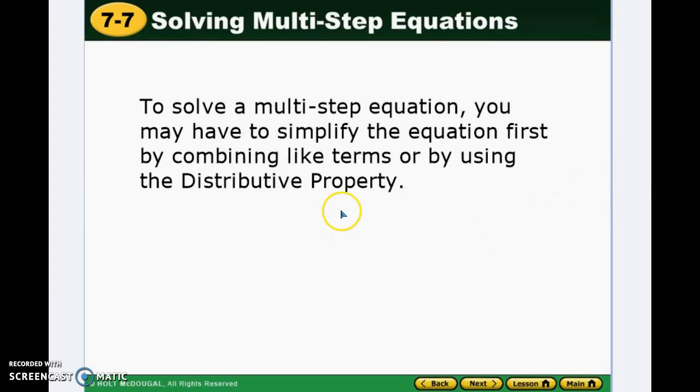So one thing to keep in mind when we are solving multi-step equations is that you may have to simplify the equation first before you can actually solve it. So you might have to combine like terms or use the distributive property. So let's go ahead and do some examples.